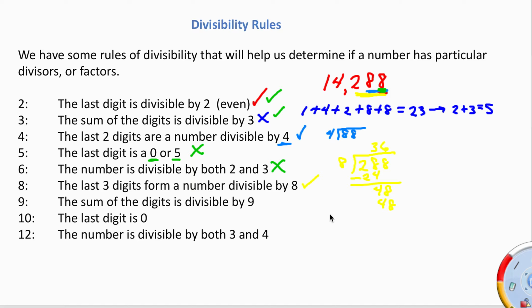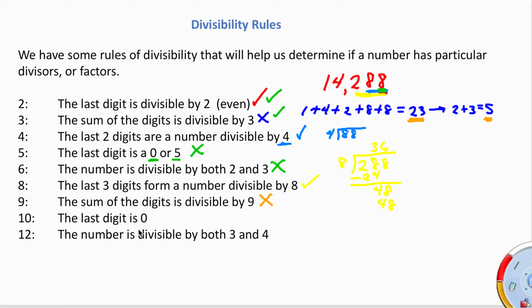Is it divisible by 9? Well, the question is the sum of the digits again. And we already did that once. So the sum of the digits is 23 or 5 if we continue. And so, no, 9 does not divide into 5, so it's not divisible by 9.